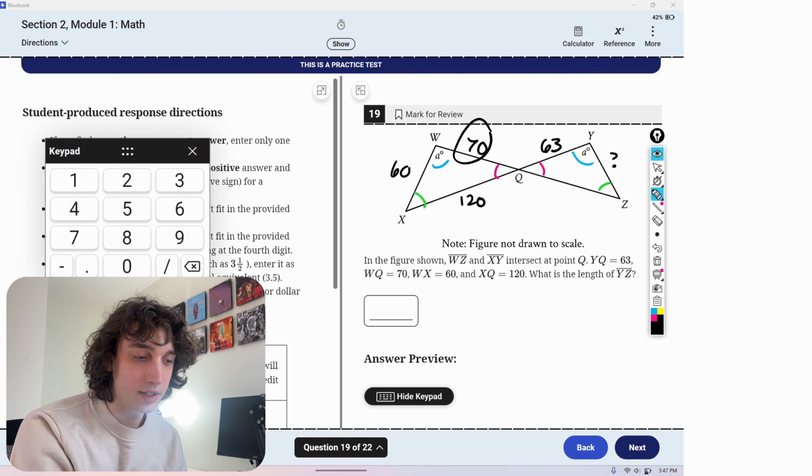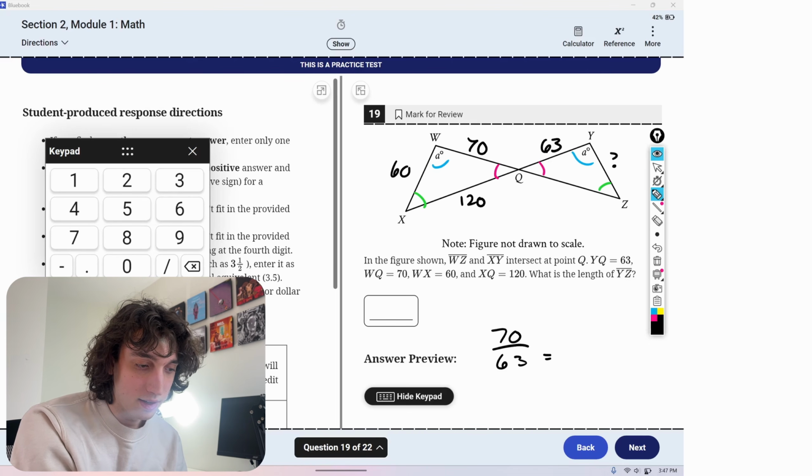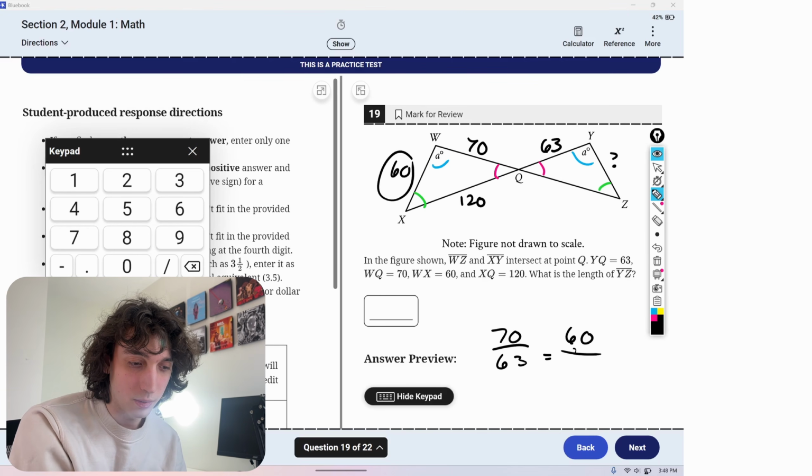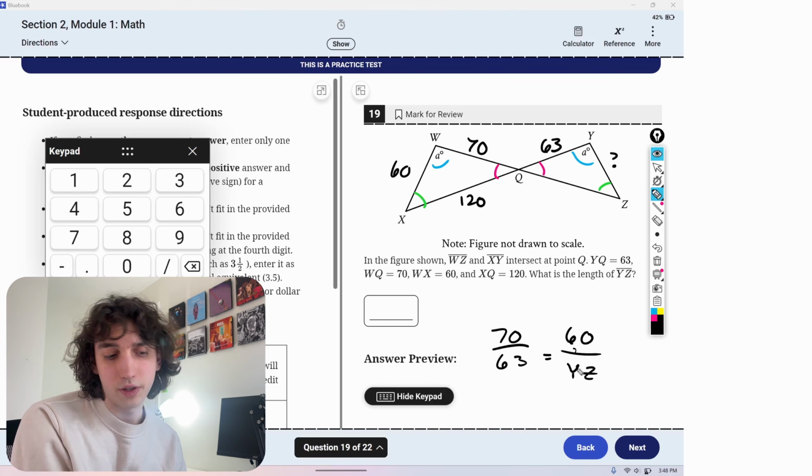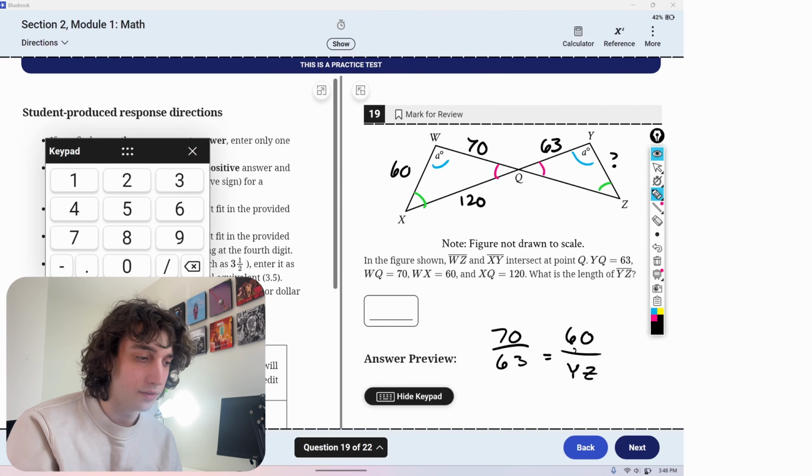So for example, the 70 is between the blue and the pink. So we could say that that is proportional to this 63. Likewise, this 60 is between the blue and the green, so we can say it's proportional to YZ. And then we can solve for YZ. And the way that you set up this ratio is really up to you. There are a lot of different ways you could set it up.